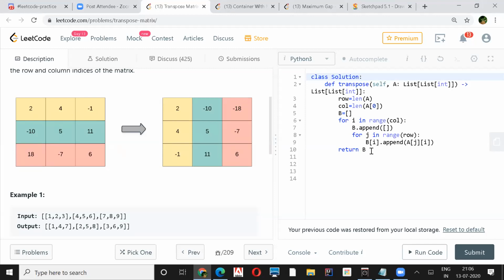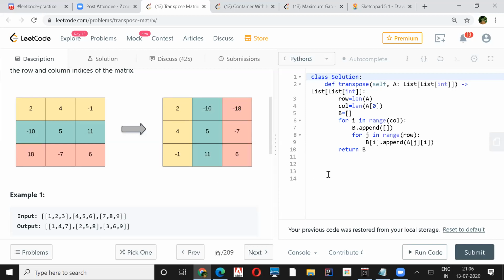Right. And time will be n square only. Time will be O of rows multiplied by columns. Yeah. Space also will be the same. Yes, it's sure.